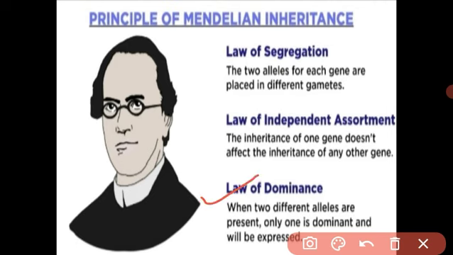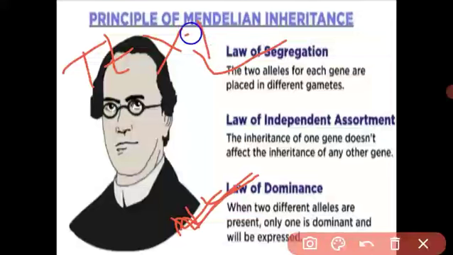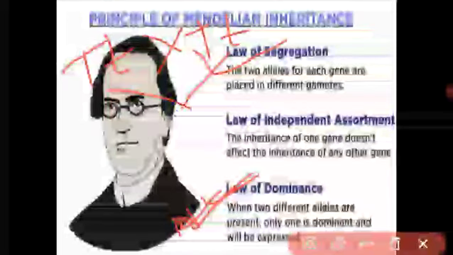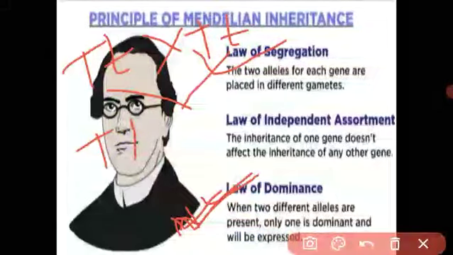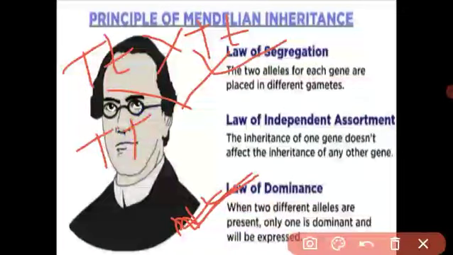First is the law of dominance. I told you dominance means when 2 different alleles are present, only one is dominant and will be expressed, and the other is recessive, it will not express. This law is proved by the monohybrid cross. Law of segregation is also proved by the monohybrid cross. The 2 alleles of each gene are placed in different gametes. Whenever we cross like that, in the next generation, this T and this T are separate, they are not disturbed by each other. Got it?